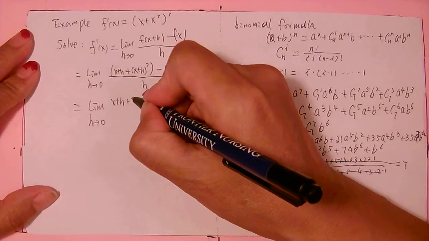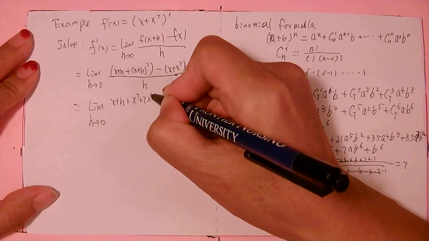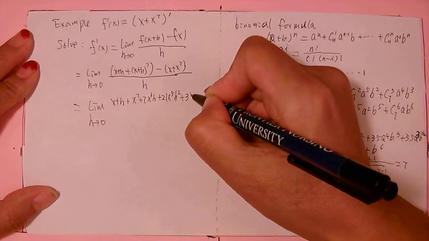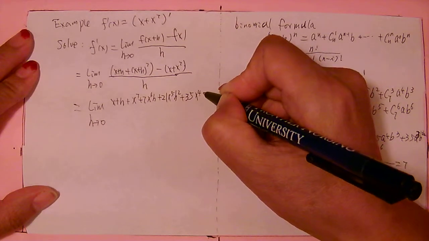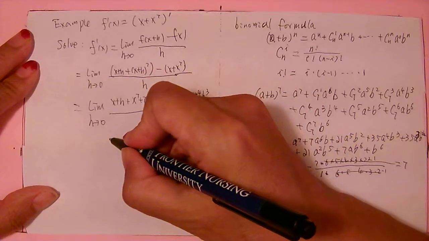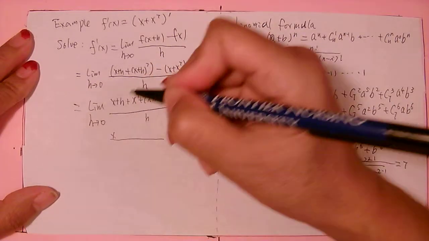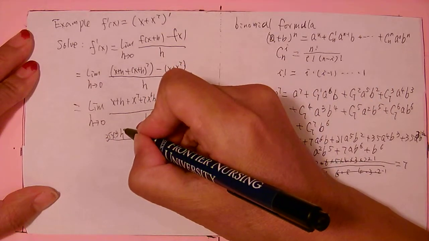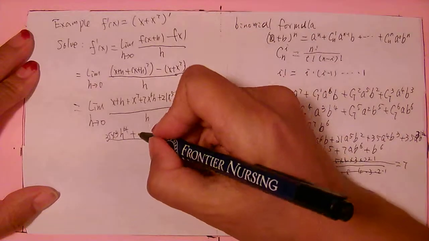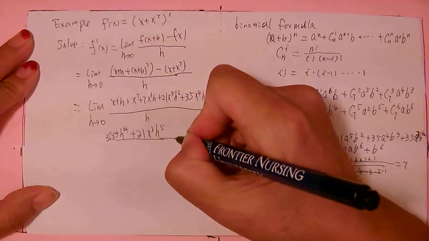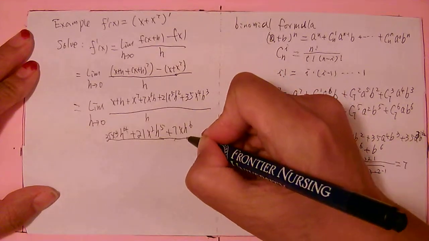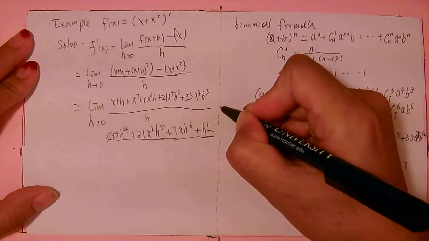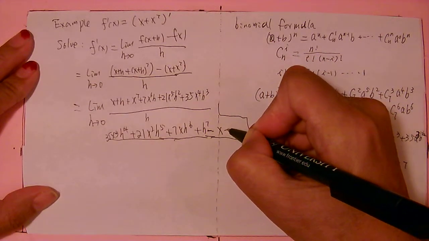So that will give you x^7 plus 7x^6 h plus 21x^5 h^2 plus 35x^4 h^3 plus 35x^3 h^4 plus 21x^2 h^5 plus 7x h^6 plus h^7, all still the numerator, divided by h. And obviously we need the minus x^7.